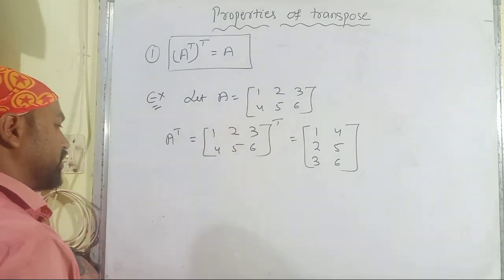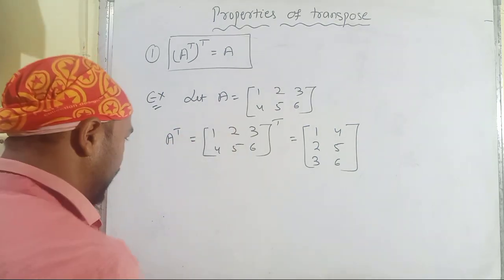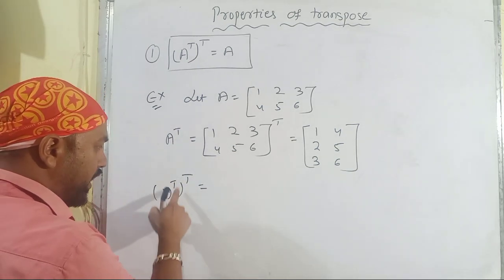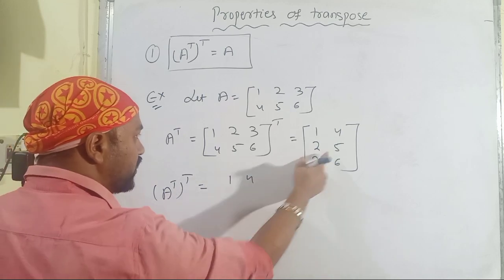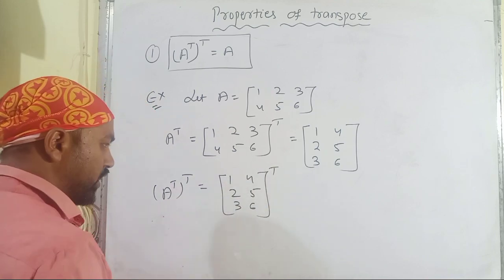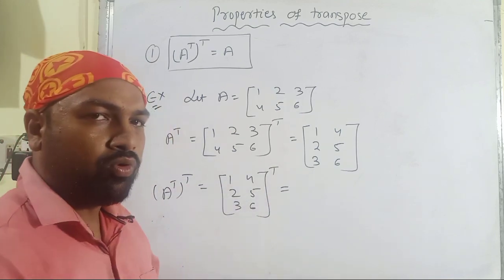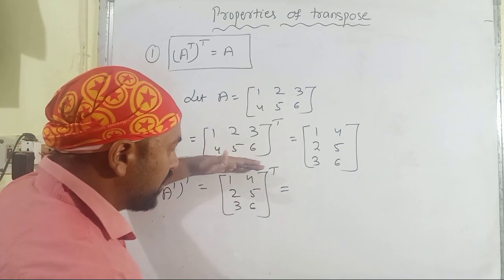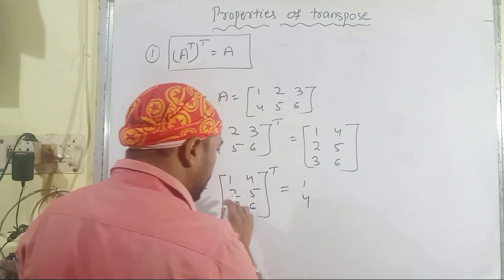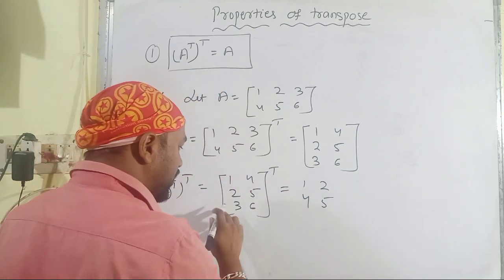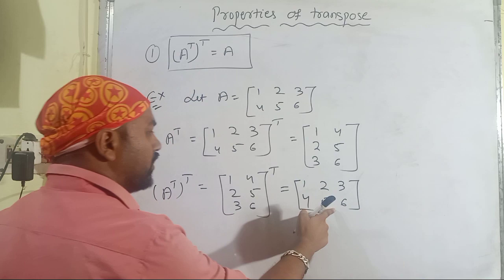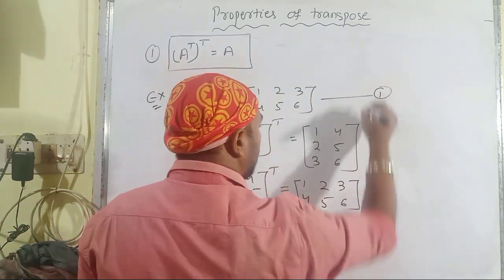Then we have to find the transpose of the transpose of A. First we put the A transpose value here, which is 1, 4, 2, 5, 3, 6. Then we find its transpose again, converting the rows into columns. The first row, 1, 4, will be placed as the first column, the second row as the second column, and the third row as the third column. But this is equal to A.